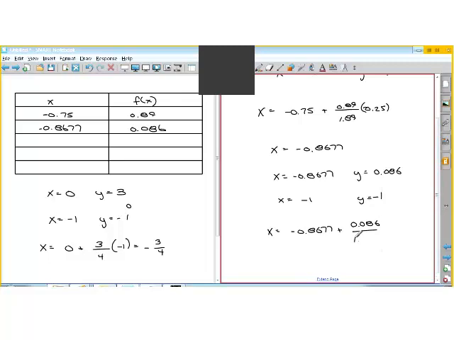So that's 1.086, and we multiply by negative this difference. So we take 1 minus 0.8677, and we put in parentheses where we're supposed to. Okay, so it's 0.132.